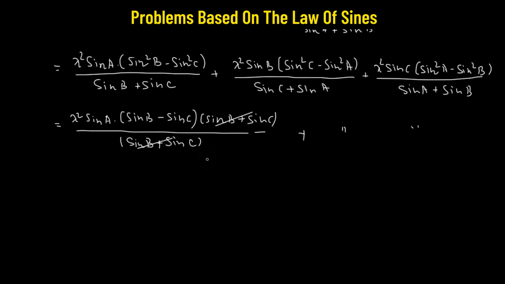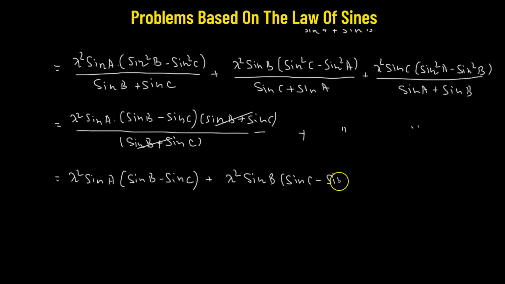So let's write down the next step. We're going to get lambda squared multiplied to sine A multiplied to sine B minus sine C. So this is going to be the first term. Then after factoring out the common term from the numerator and denominator, the second term will be lambda squared times sine B multiplied to sine C minus sine A. And the third term will be lambda squared multiplied to sine C multiplied to sine A minus sine B.